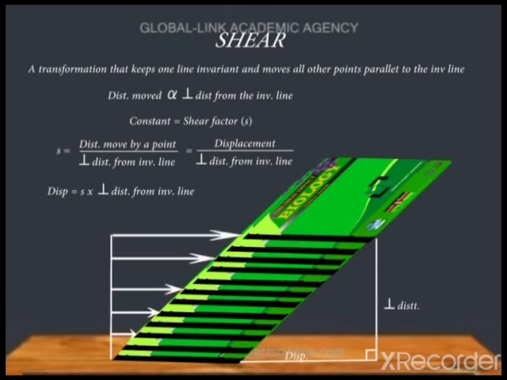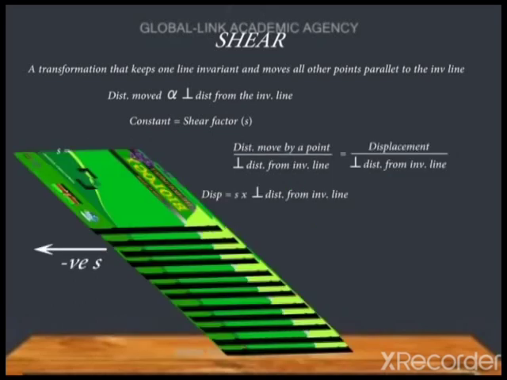When S is positive, displacement is to the right or upwards. And when it's negative, displacement is to the left or downwards, depending on the invariant line.